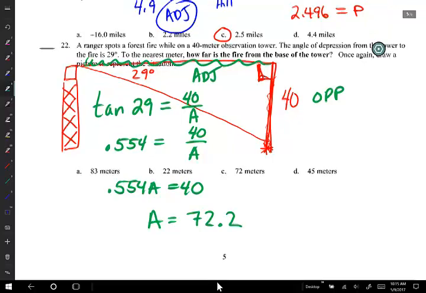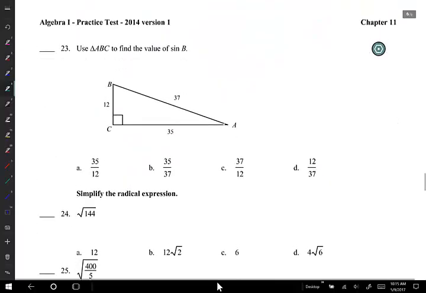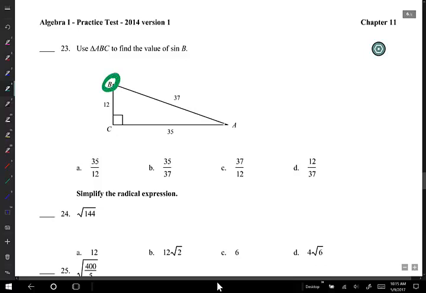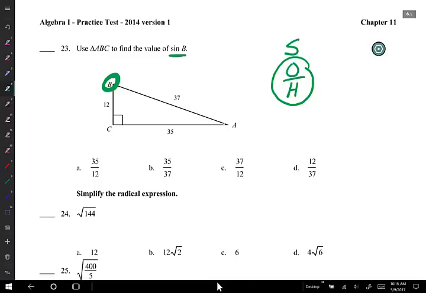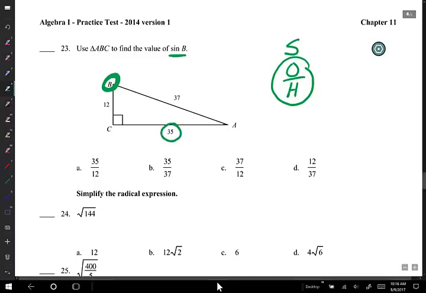All right, let's look at our last couple. Everybody circle B. Do you remember SOHCAHTOA? How do you spell SOHCAHTOA? S-O-H. Okay, there's my fraction. What number is opposite B? 35. What number is hypotenuse to B? 37. So what is my answer? 35 over 37.